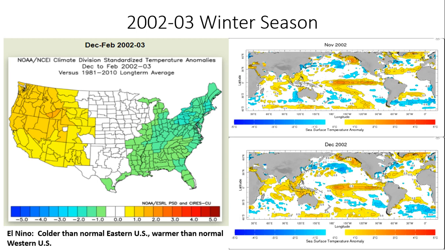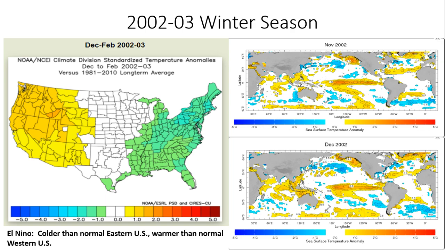From the Midwest to the East Coast, we generally had a cooler than normal winter. And the above normal weather generally extended from the Rockies to the West Coast of the United States in the winter of 02-03. We also had a developing El Nino, and it was another fairly strong El Nino.